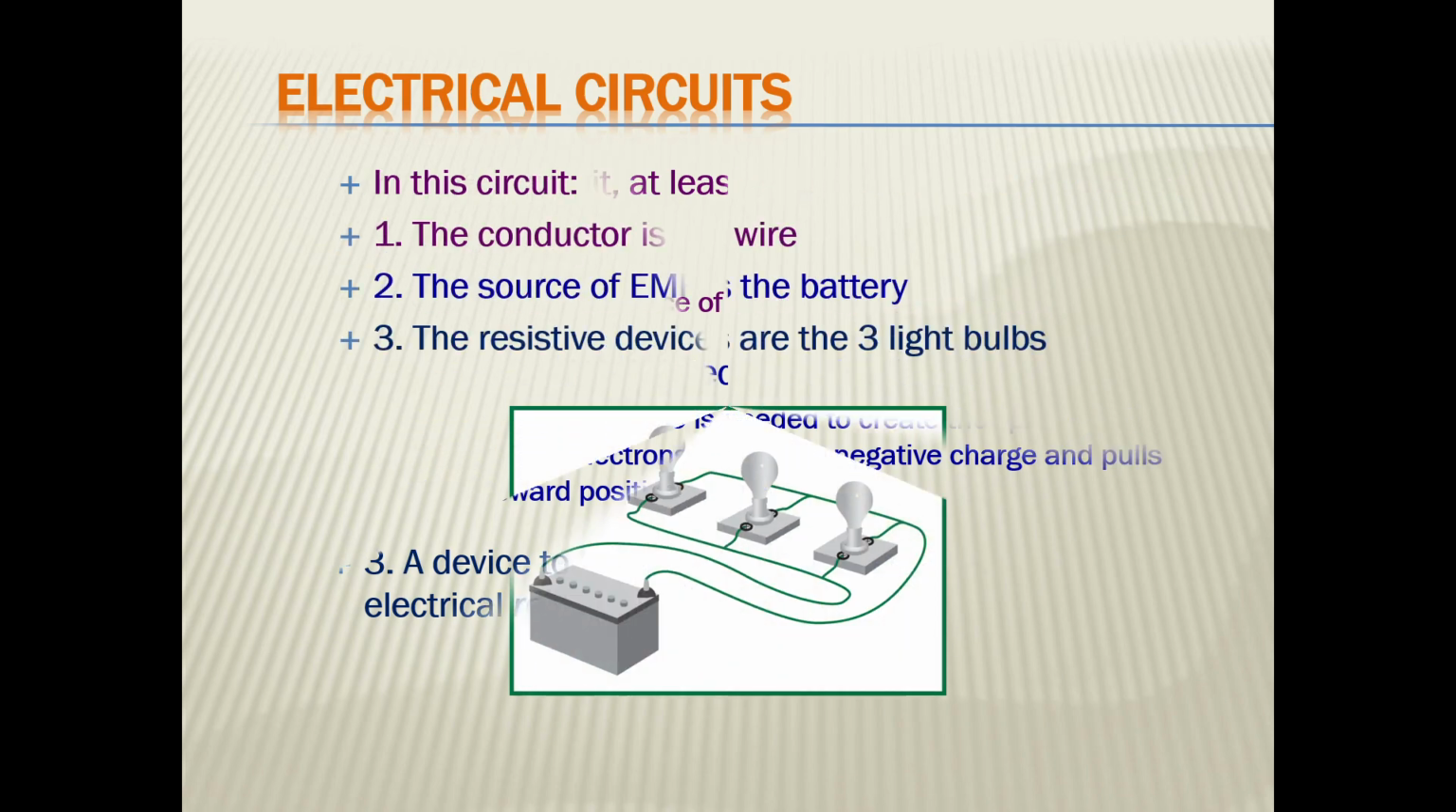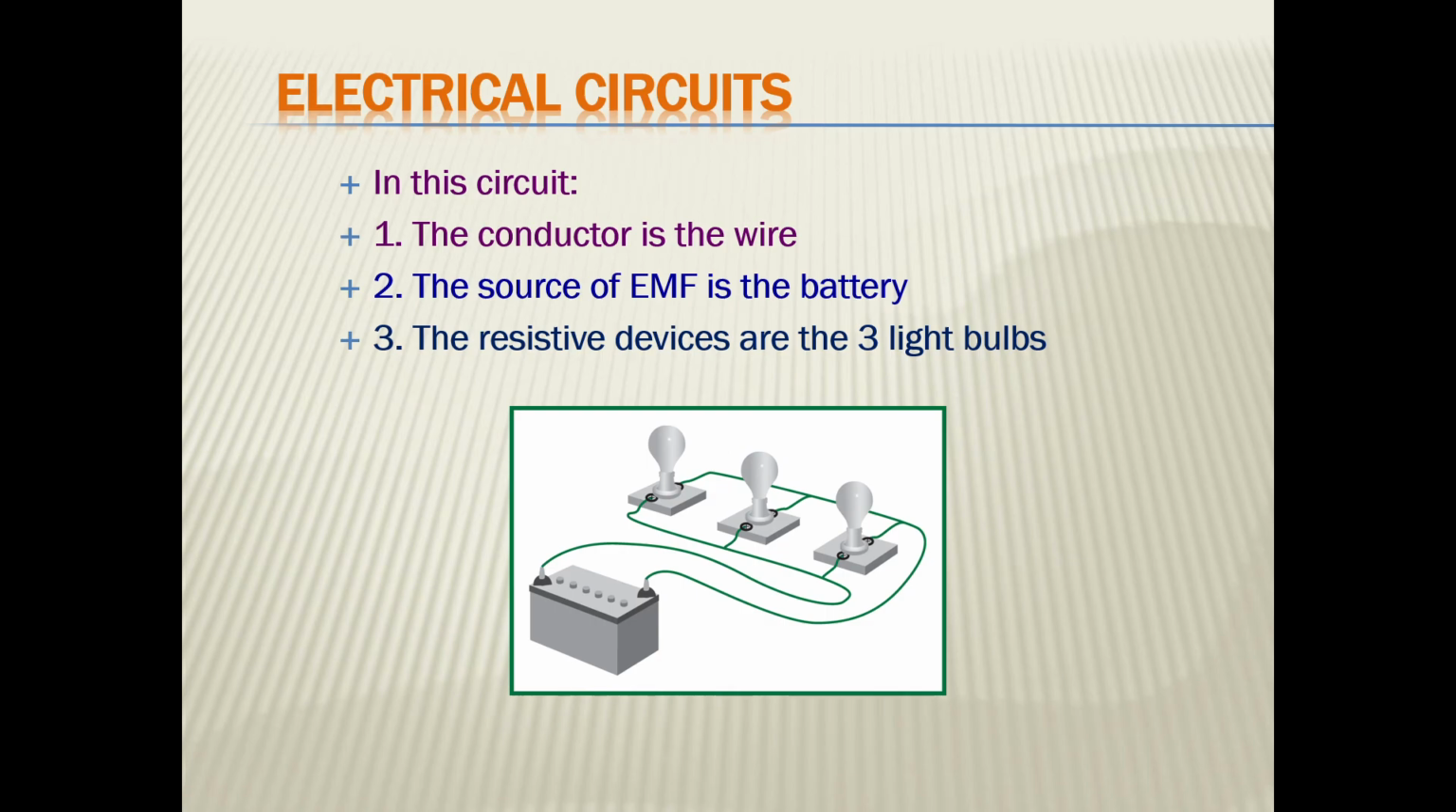Okay. So in this circuit, for example, the conductor is the wire. The source, the electromotive force, source of electricity, source of charge, is the battery. You notice there's two ends of the battery. We don't care which one's positive or negative right now. And a resistive device, in this case 3 light bulbs.